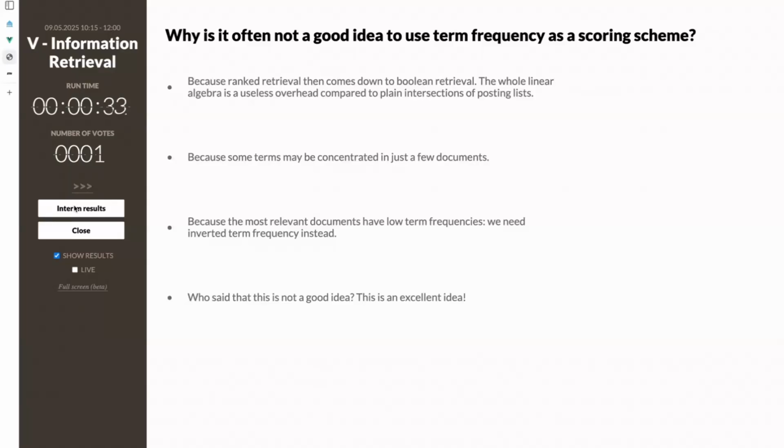Is it because ranked retrieval then comes down to Boolean retrieval, which we've been covering in the first weeks of the course, and the whole linear algebra is a useless overhead compared to plain intersections of postings lists? Or is it because some terms may be concentrated in just a few documents? Or is it because the most relevant documents have low term frequencies and we need inverted term frequency instead? Or who said that this is not a good idea? This is in fact an excellent idea.